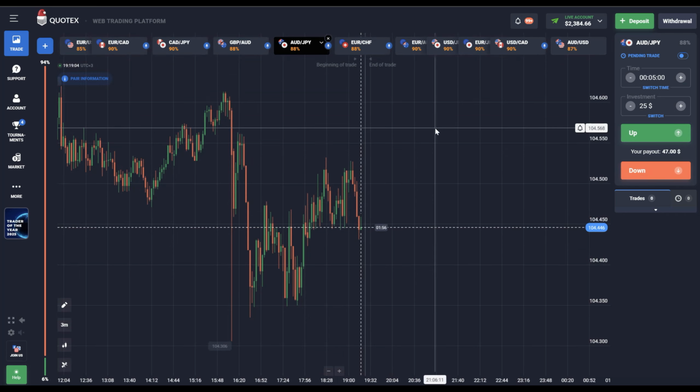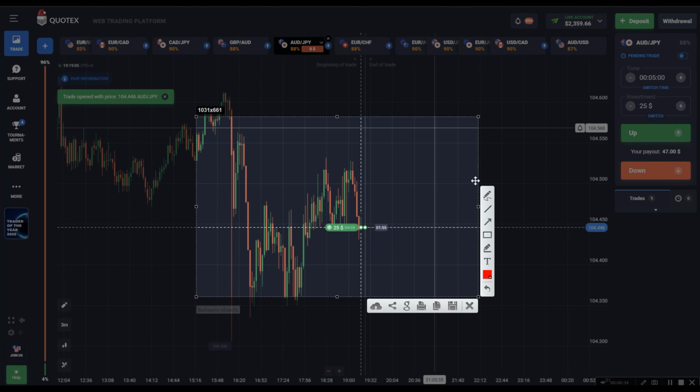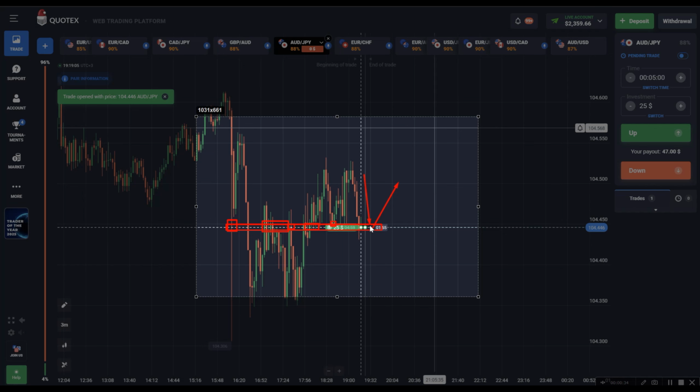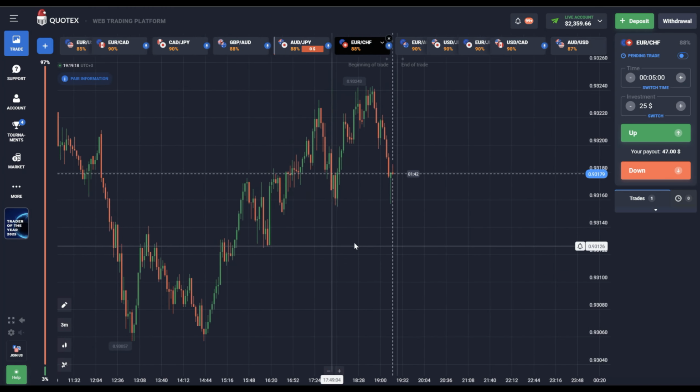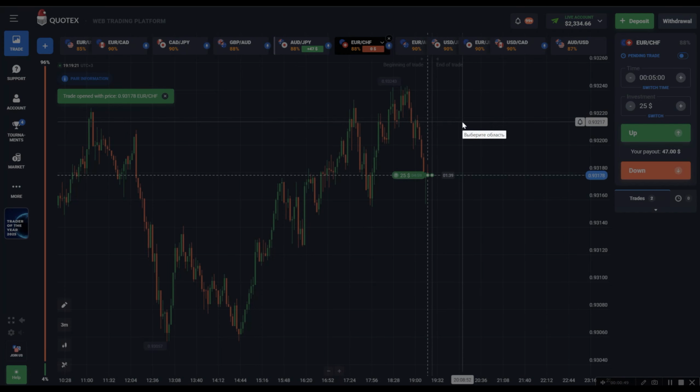Australian dollar, Japanese yen, I will open a trade for an increase. The price is in the support zone. The zone is clearly visible, with many price reversals at this level. And the price has approached this zone from above, so I am opening a reversal trade that is for an increase. Euro, Swiss franc, I'm also opening a trade for an increase.